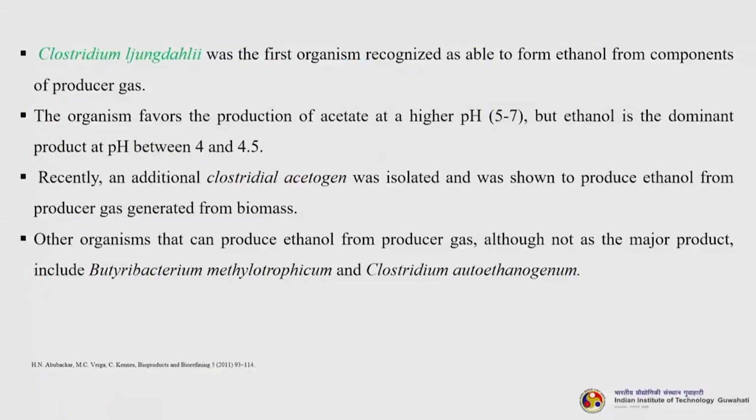So, Clostridium ljungdahlii was the first organism recognized as able to form ethanol from components of producer gas. The organism favors the production of acetate at a higher pH, but ethanol is the dominant product at pH between 4 and 4.5. Some optimization needs to be done. Recently, an additional clostridial acetogen was isolated and shown to produce ethanol from producer gas generated from biomass. Other organisms that can produce ethanol from producer gas, although not as the major product, include Butyribacterium methylotrophicum and Clostridium autoethanogenum.